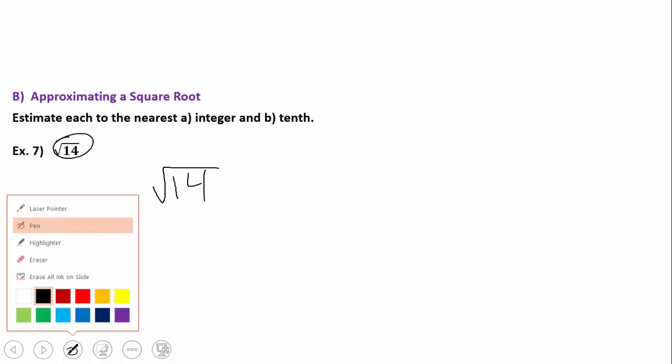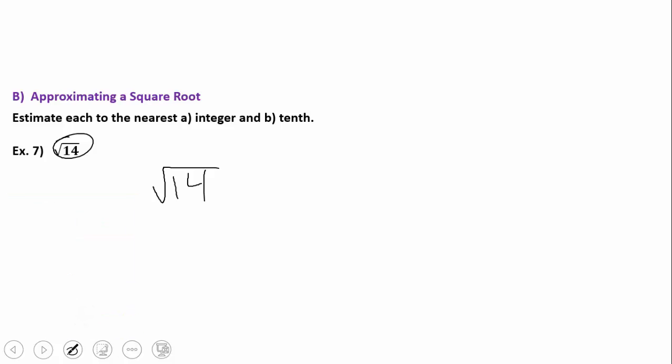And then you say to yourself, well, what are the two perfect squares on both sides? The one that comes before, that would be the square root of 9. The square root of 9 is 3. And the one that comes after, the next one, that would be the square root of 16. That is 4. So the square root of 14 lies somewhere between 3 and 4.